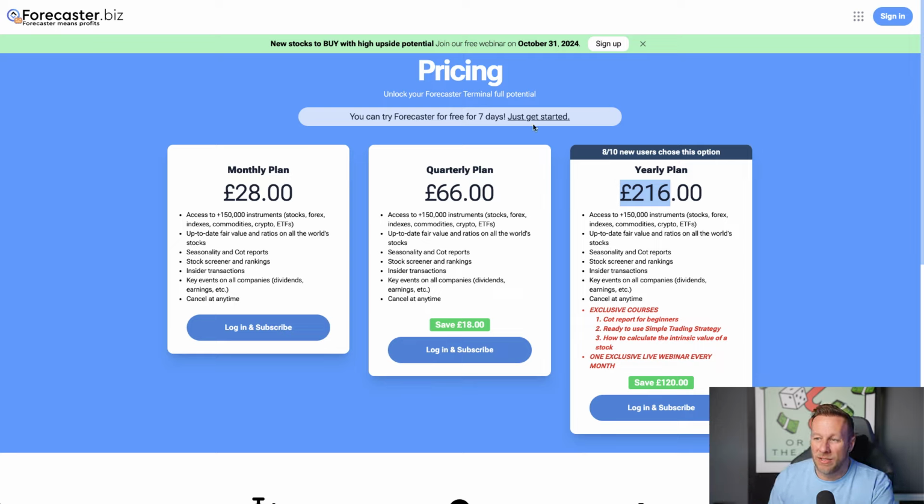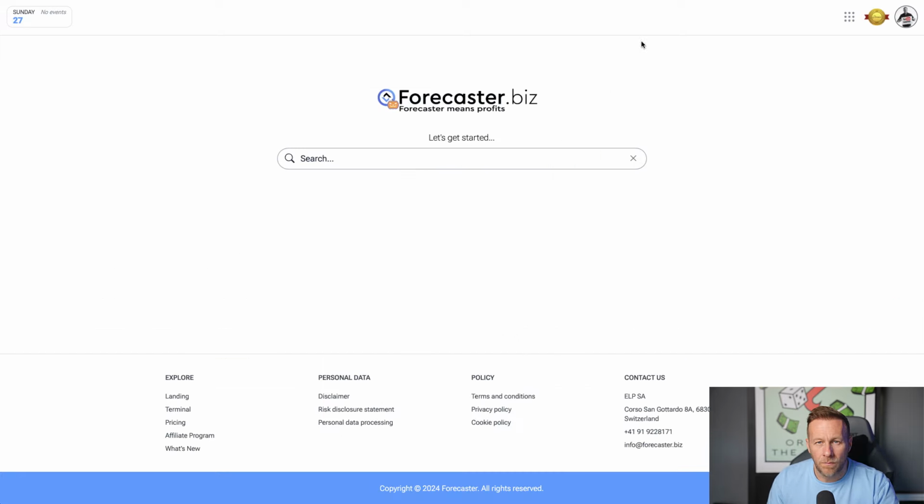So once you know your plan, you want to sign up. You can sign up with your Google account. That's the easiest way of doing it. I'm not going to show you how to do that, so I'm going to skip and sign in now. All right, so once you're signed in, it will look like this. You'll have your little logo, your icon up here with your name.